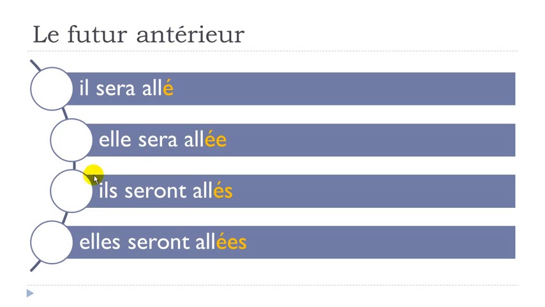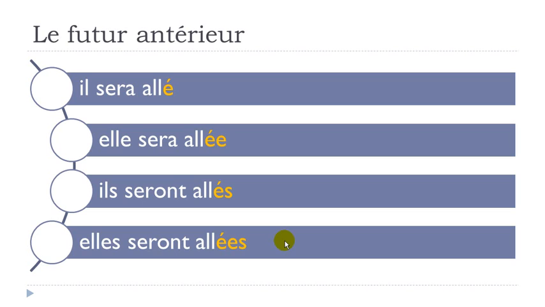If you've got the plural, like it's the case here, ils seront allés, with an s like that. You don't pronounce it, but still you need to put it. Elles seront allées. Here you've got the feminine form and it's the plural, so you've got this e mark of the feminine, then this s mark of the plural. Same thing here, you don't pronounce it, but you need to write it. So let's read them. Il sera allé. Elle sera allée. Ils seront allés. Elles seront allées.